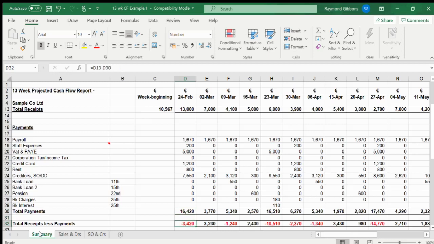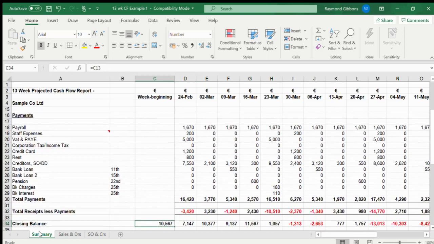Where the figures are in red, it means that we've actually spent more money than we have actually taken in. You can see that clearly on week beginning the 24th and week beginning the 9th of March. The closing bank balance then is the amount of money that's left in your bank account. And for the first few weeks up to the 23rd of March, Sample Company appear to have sufficient funds. On the week of the 30th of March, it takes a little bit of a turn for the worse, where they slip into an overdraft position.